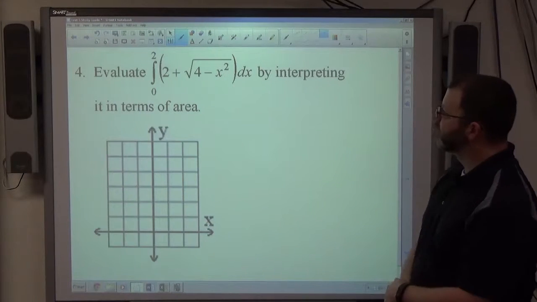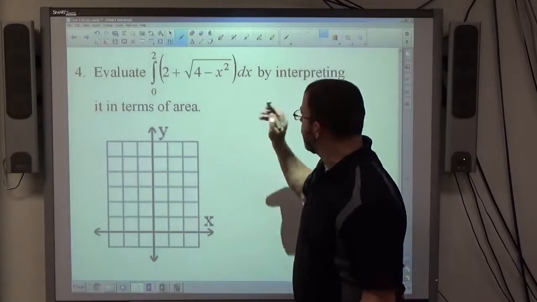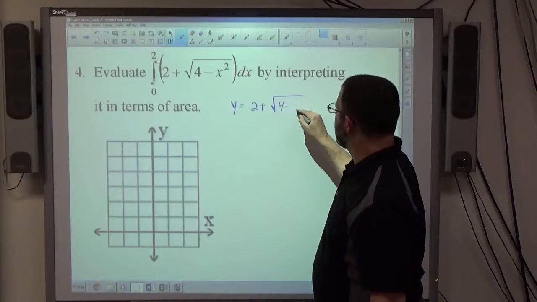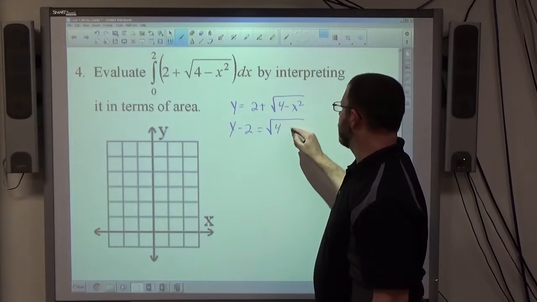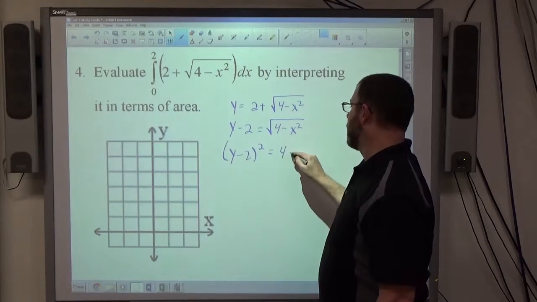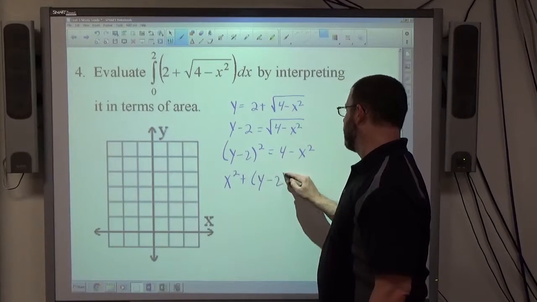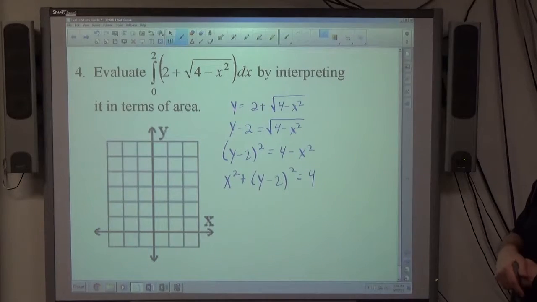Number 4. 2 plus the square root of 4 minus x squared from 0 to 2. So, I know that y equals 2 plus the square root of 4 minus x squared. I know that y minus 2 therefore equals the square root of 4 minus x squared, which means that y minus 2, the quantity squared, is equal to 4 minus x squared, which means that x squared plus (y minus 2) squared equals 4 is the equation of the circle created by that equation.